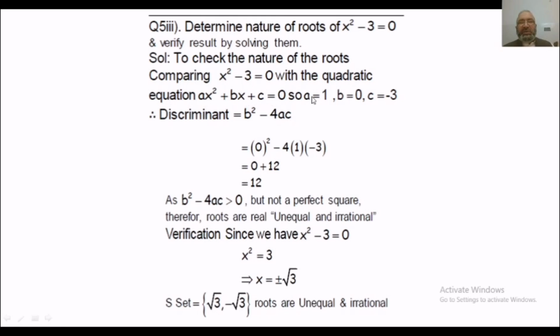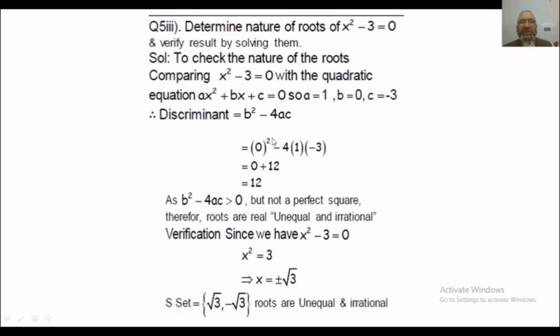So a is equal to the coefficient of x², that is 1. b is equal to 0 because there is no x term, or we can write this first as x² + 0x − 3. So a = 1, b = 0, that is the coefficient of x is 0, and c is equal to −3, the constant term. So the discriminant of this equation is b² − 4ac.